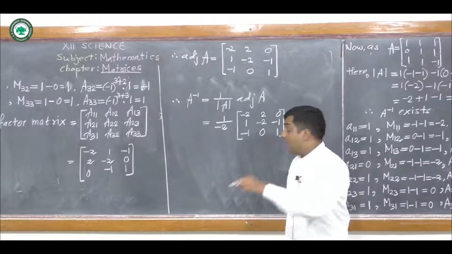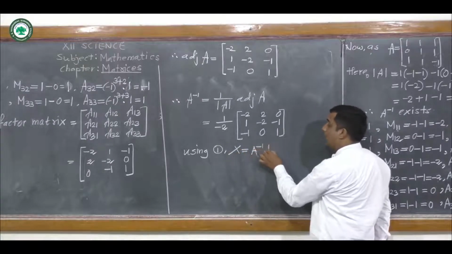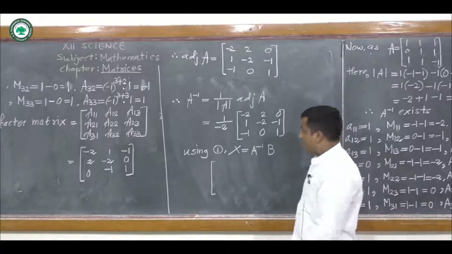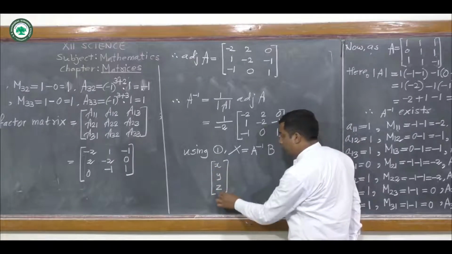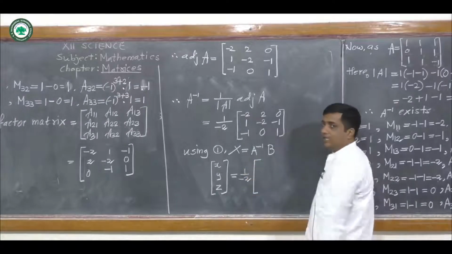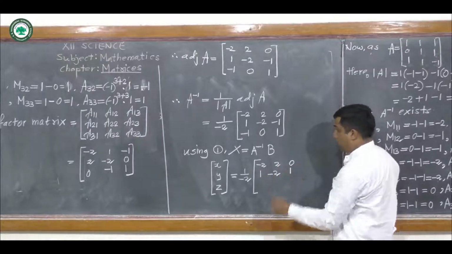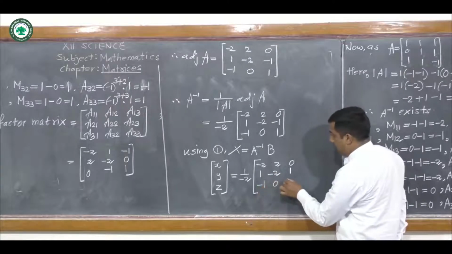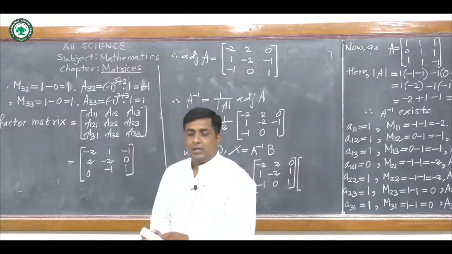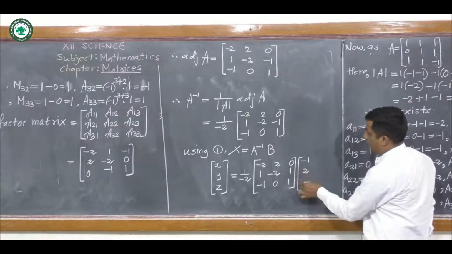In 1 we consider X is equal to A inverse B. Here for X we consider the matrix having the variables x, y, z. This is equal to A inverse, which is 1 upon minus 2 times the matrix with elements minus 2, 2, 0; for the second row 1, minus 2, 1; and for the last row minus 1, 0, 1. Then for matrix B we consider constants. In this example our constants are minus 1, 2, 3.